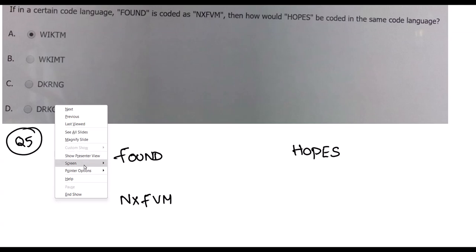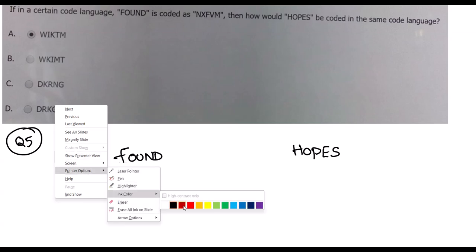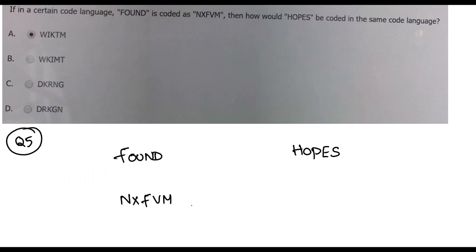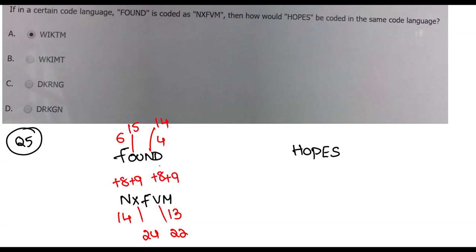Here if you just map those, I hope you people tried. So this is 6, this is 14, and this is 4, this is 13, and here you can see O is nothing but 15, X is nothing but 24. You can observe this is plus 8, plus 9. Here also plus 9 is there, N is 14, V is 22, plus 8, plus 9. Middle one, U value 21.